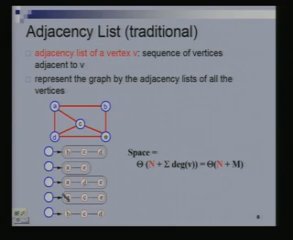How much space does this data structure require? I will have an array of size n. And what will be the length of the linked list at each location? The degree of that vertex. So, the total space required in this part is the sum of the degrees, which we argued is 2 times m. So, the total space required is n plus m. So, it should be order n plus m, theta of n plus m.